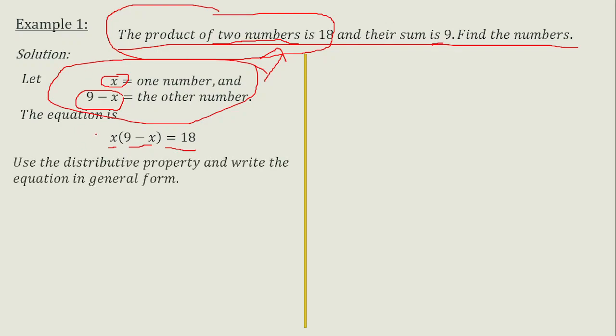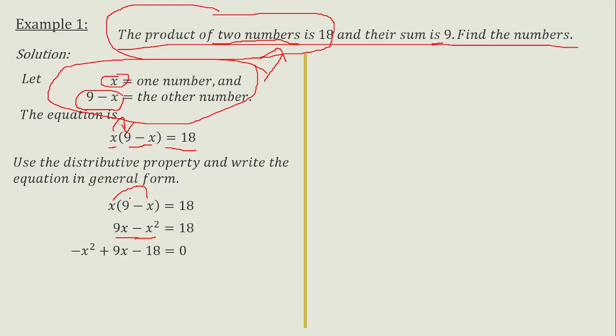After getting the equation, class, use the distributive property and write the equation in general form. So x times 9, we just distribute: x times 9, the answer is 9x. Then x times negative x, the answer is negative x squared. Then we just copy is equal to 18. So, 9x minus x squared is equal to 18. Then, change it to its general form.